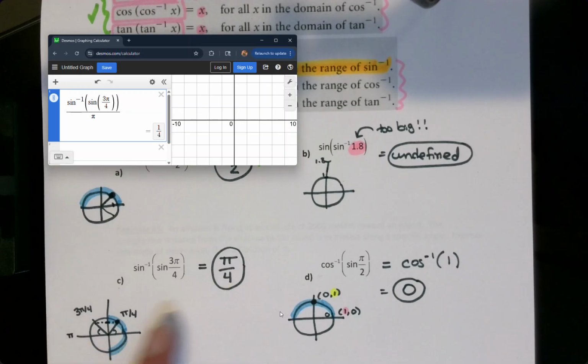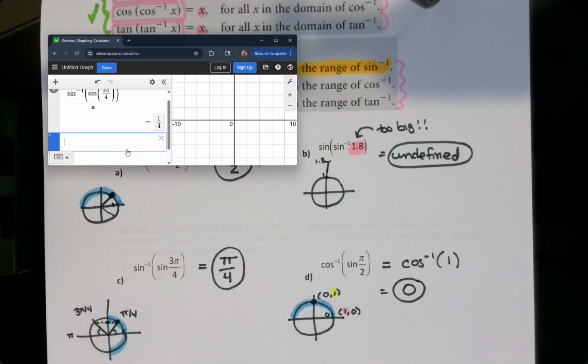The rationale all comes from how the unit circle works. And let's just check this last one here as well. I'm going to type it with arc cosine just for ease of typing of the sine of pi halves. And again, it does come out as 0 from that rationale we used there on the unit circle.